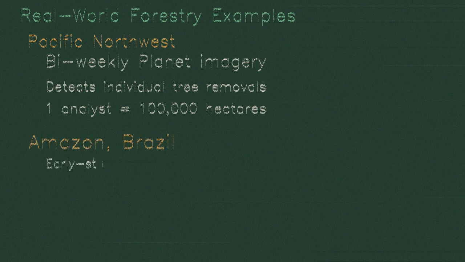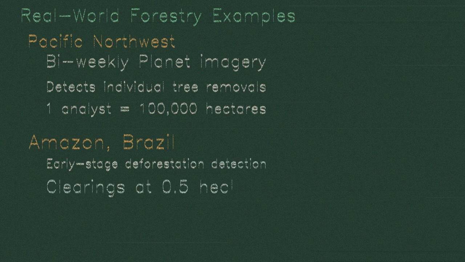Another great example is in Brazil, where researchers fine-tuned a foundation model to detect early-stage deforestation in the Amazon, catching clearings as small as half a hectare within days of them appearing. That kind of rapid detection was not possible with traditional supervised classification approaches.